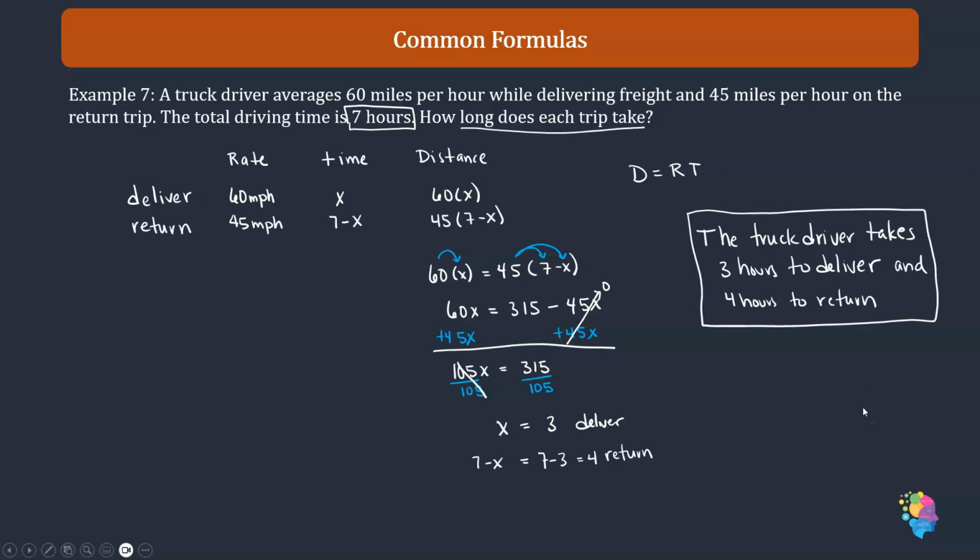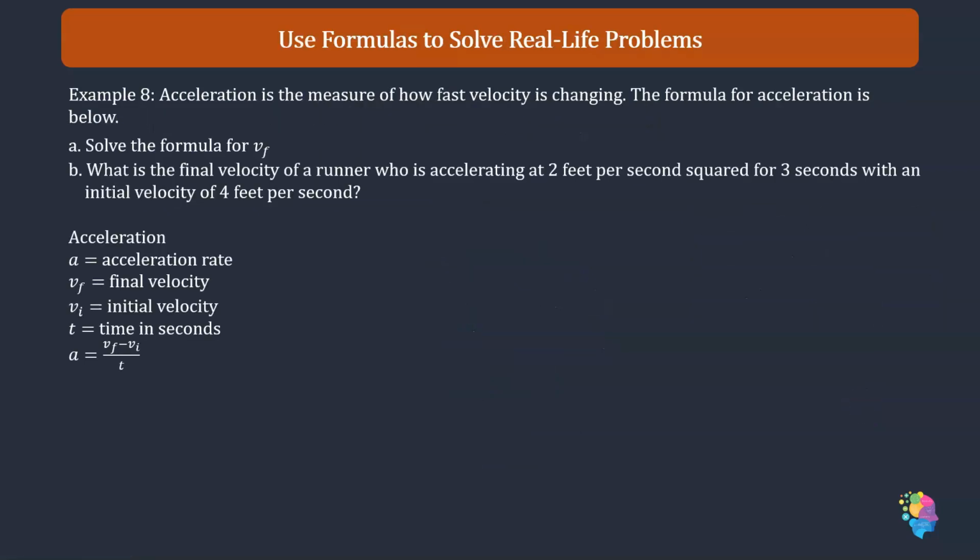Let's go to the last piece for this video, and that is using formulas to solve real-life problems. So example 8 reads, acceleration is the measure of how fast velocity is changing. The formula for acceleration is below, right here. A equals (Vf minus Vi) divided by t. Now, A represents the acceleration, Vf is the final velocity, Vi is the initial velocity, and t is time in seconds. The task is to use this formula and solve for Vf.